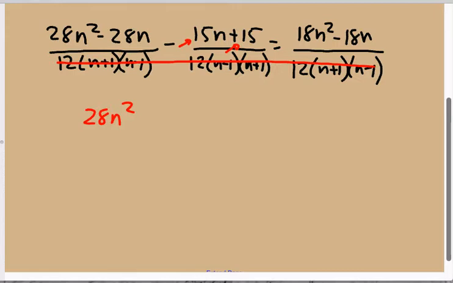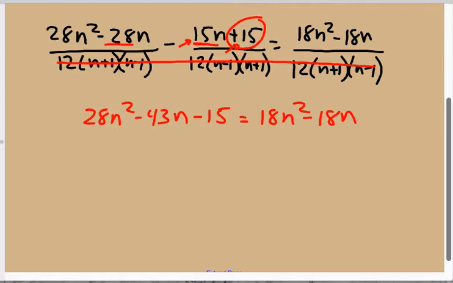I have a negative 28n, and this is a negative 15n, so that's a negative 43n. And finally, that's just minus 15 for this 15 right here, because it's minus a positive 15. Equals 18n squared minus 18n. We have a quadratic. We have n squared here, n squared here. They're not going to cancel out. I'm going to get them on one side. Minus 18n squared.